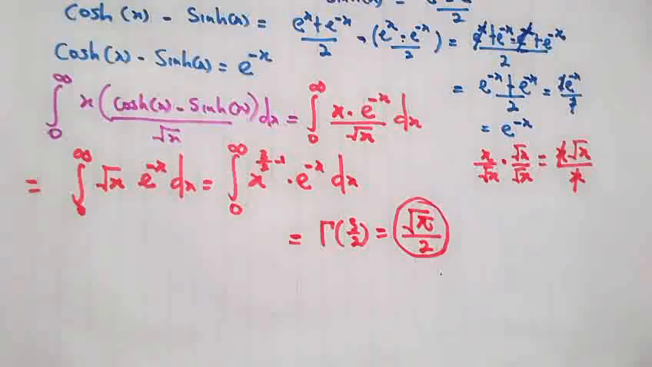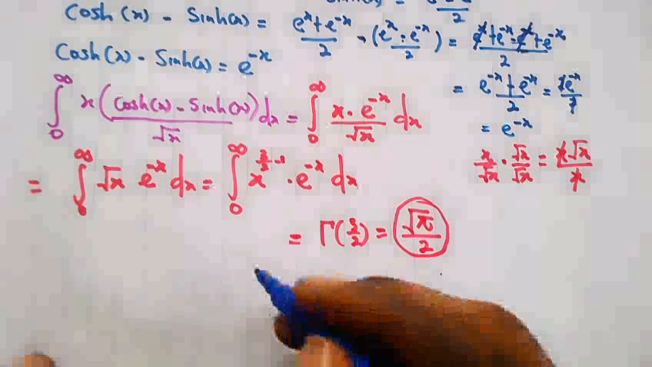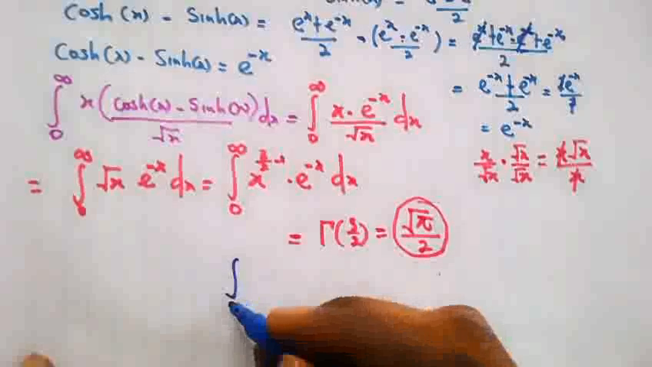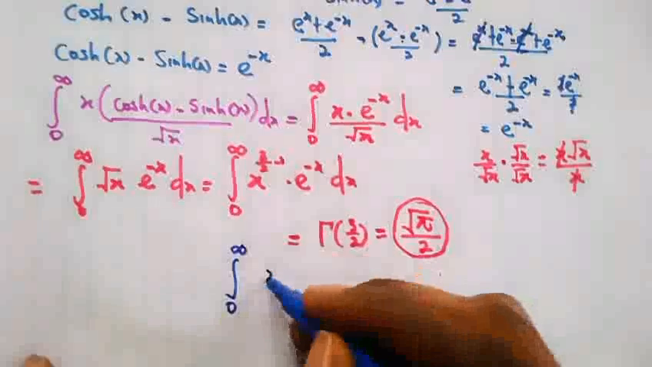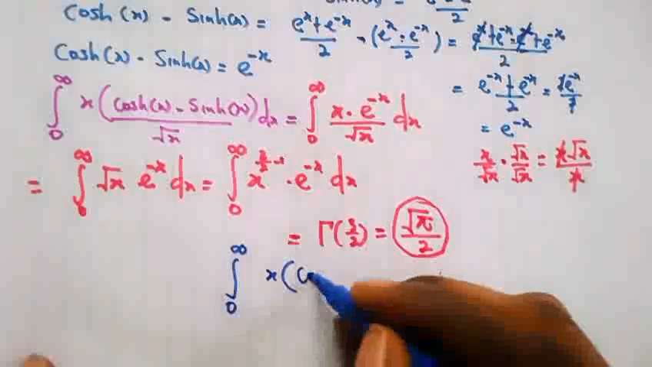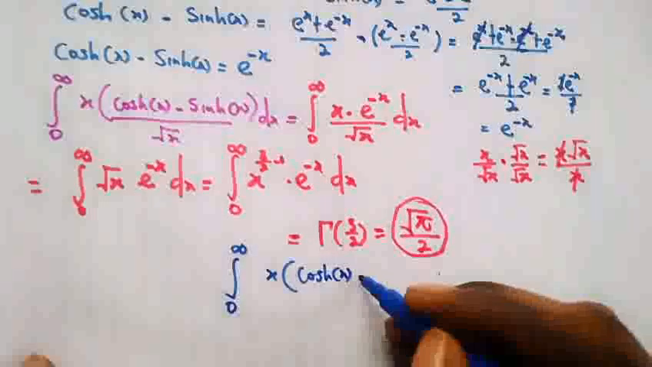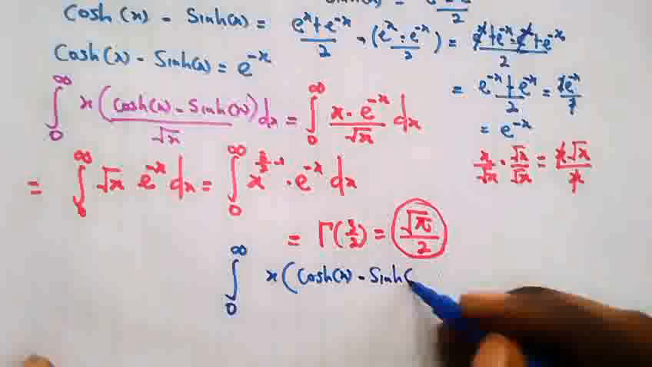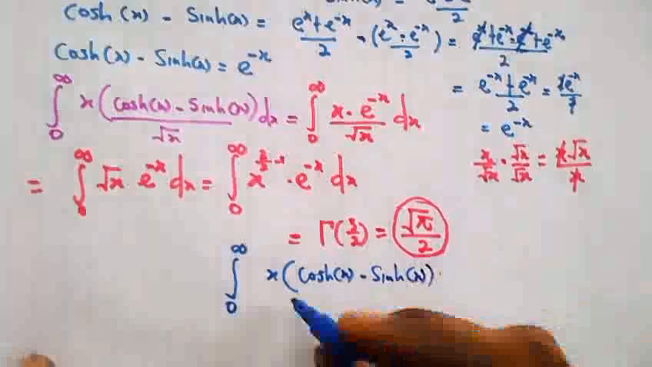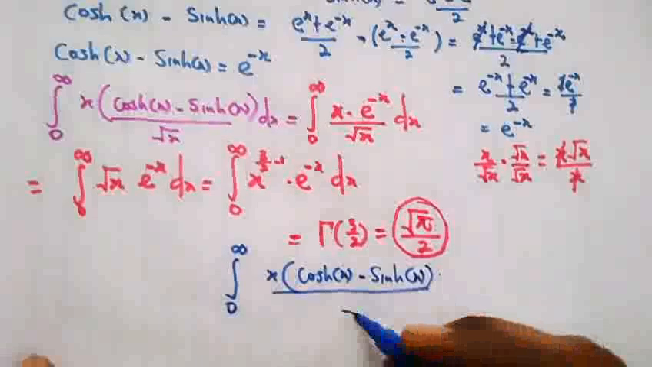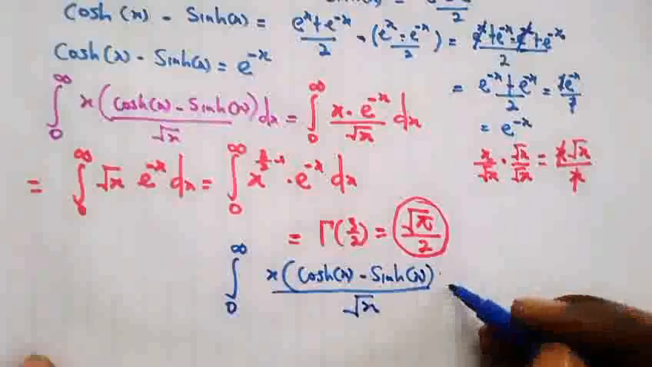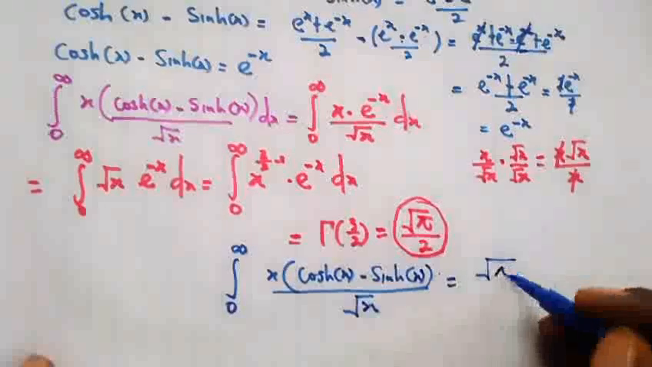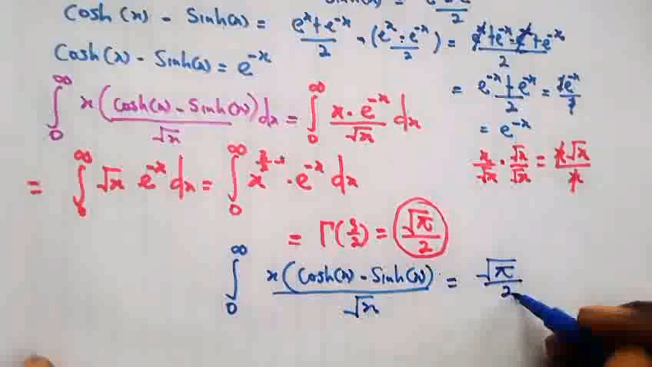So we deduce that the integral from 0 to infinity of x times the hyperbolic cosine of x minus the hyperbolic sine of x, all over square root of x, is equal to square root of pi over 2.